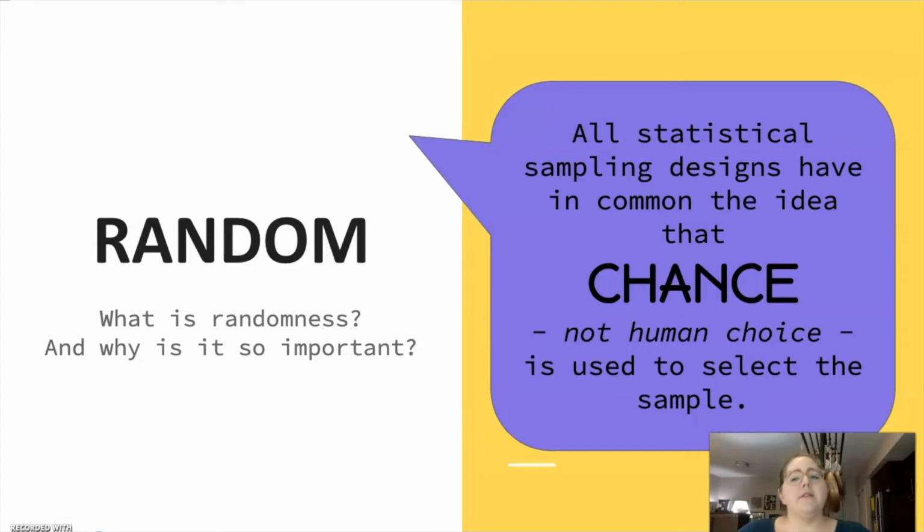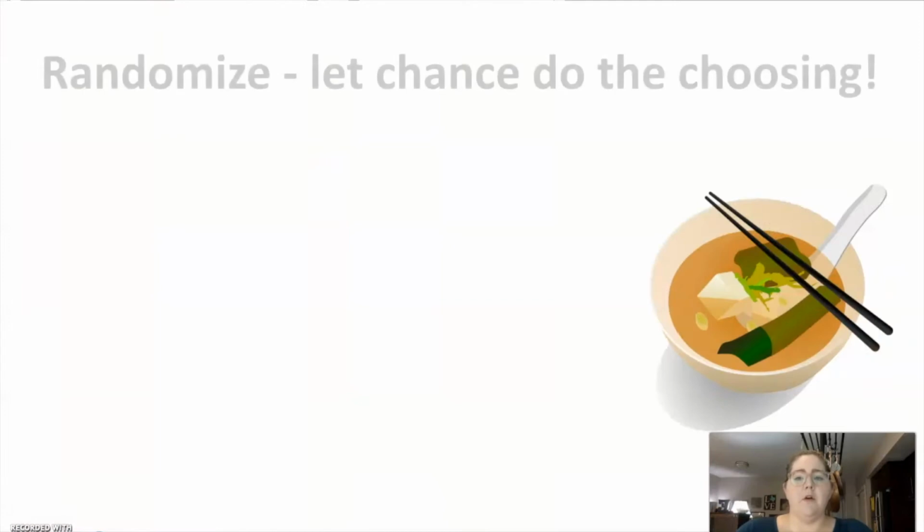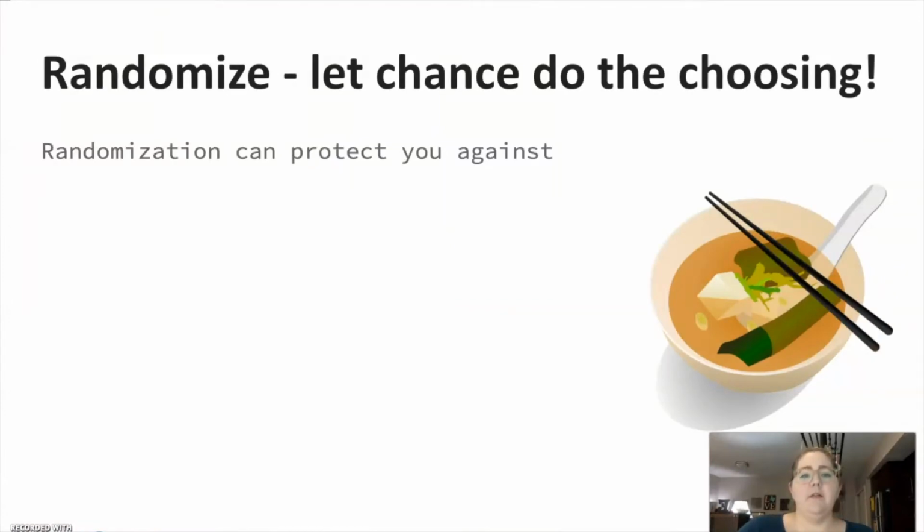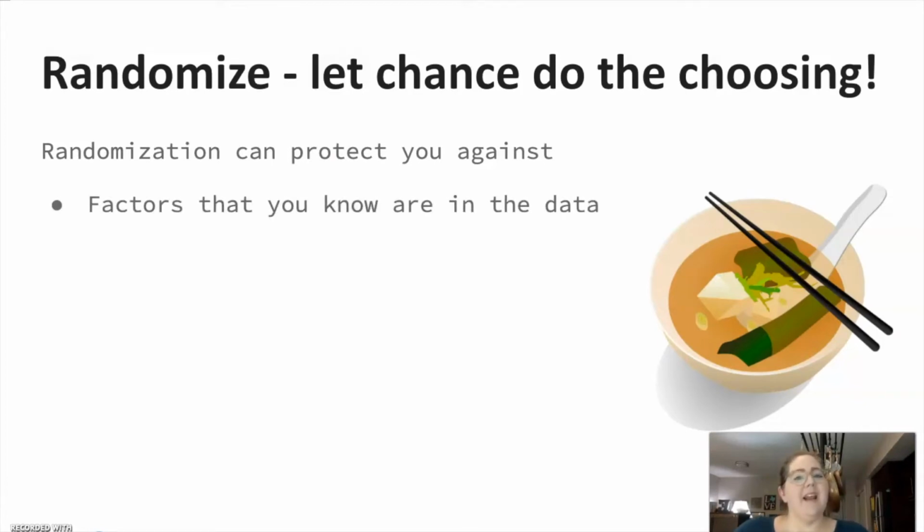So all statistical sampling designs have in common the idea that chance, not human choice, is used to select the samples. And that's important because our brains and our conscious decisions have bias in them even when we're trying not to. So the idea of randomization is to let chance do the choosing. Randomization protects us against factors that we know are in the data and factors that we are not even aware of.